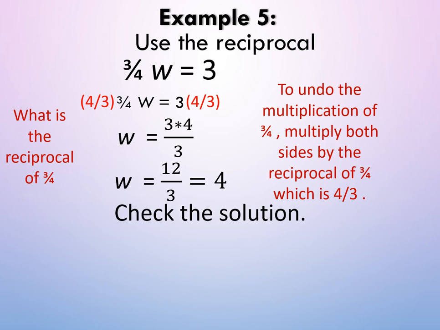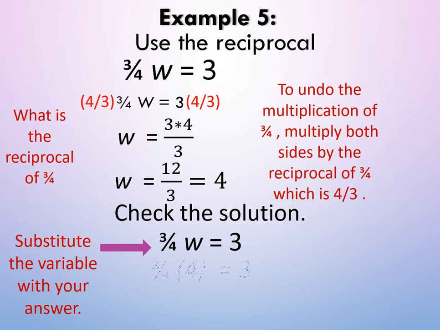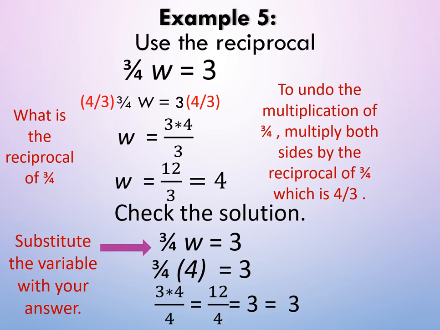How do I check? Well, I plug the answer back in. I'm going to do 3/4 times 4. Okay? 3/4 times 4 is 3 times 4, which is 12, divided by 4, which equals 3. And does 3 equal 3? Yes, it does. Good job.